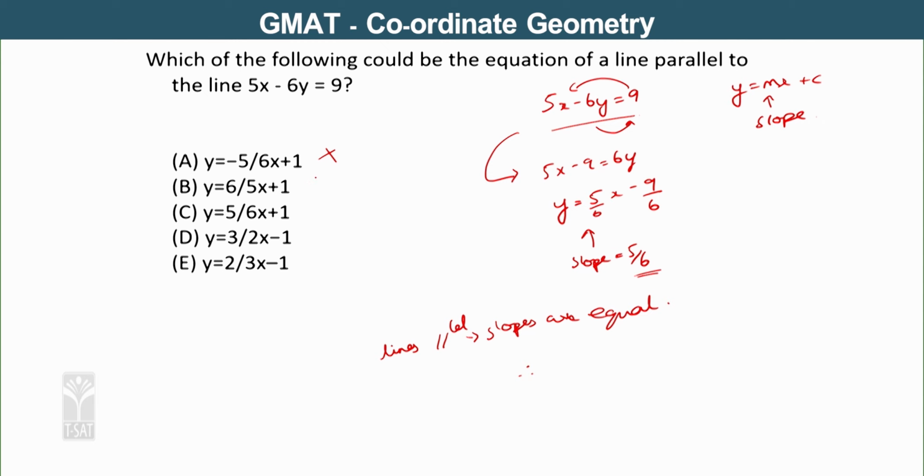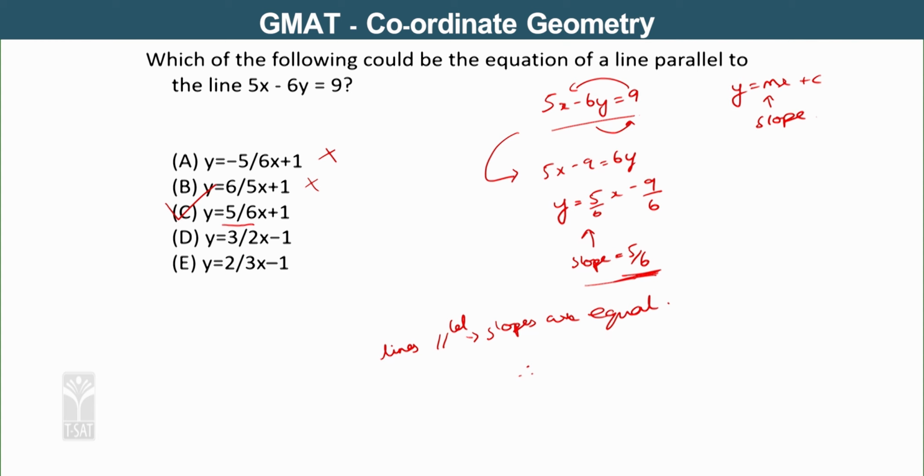Y equals 6 by 5 x plus 1. Again 6 by 5 is not 5 by 6, so you cancel out that option as well. Y equals 5 by 6 x plus 1. Yes, this option is a correct option. Slope is equal to 5 by 6 and that is our required slope. So, you can select the answer as option C. If you look at options D and E also, their slopes are 3 by 2 and 2 by 3 respectively, but not equal to 5 by 6. So, the answer is option C.